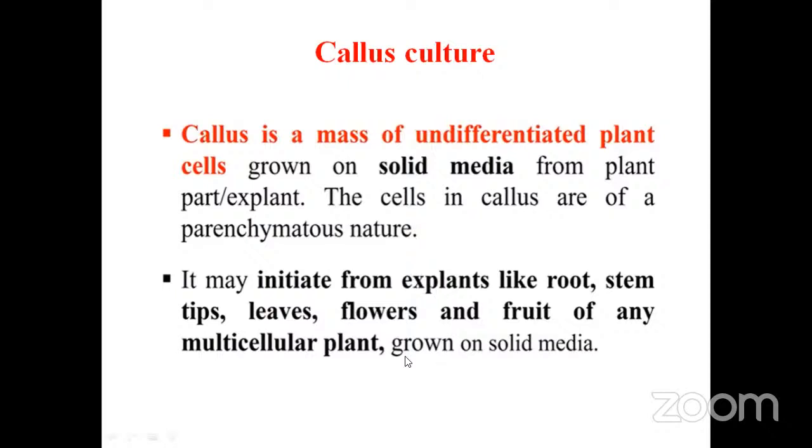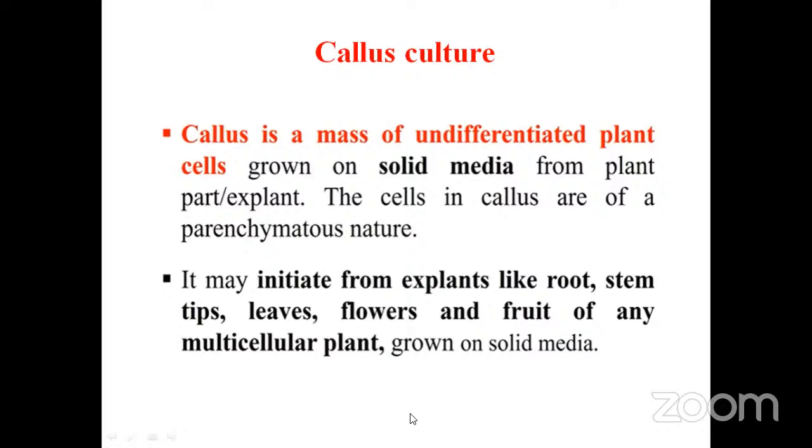The next one, callus culture. I already told you what callus is. Callus is an undifferentiated and unorganized mass of plant cells. It is basically a tissue which usually forms on wounds of differentiated tissues or organs. Callus culture cells are parenchymatous in nature, although they are not truly homogeneous. That's why some variations also occur in this.